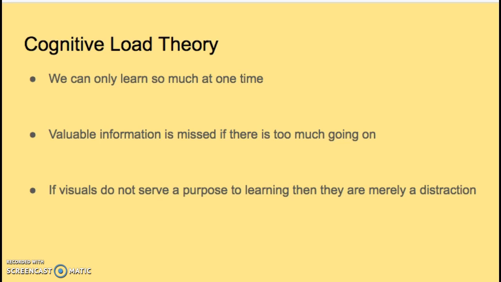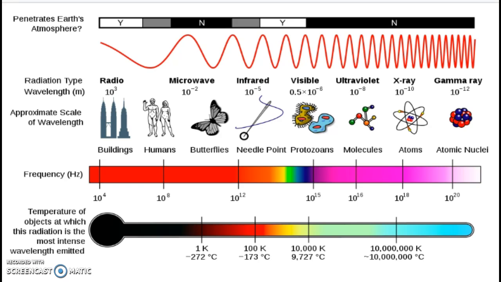So when we're creating things, if these visuals don't serve a purpose to what we're trying to learn, they're merely a distraction. This made me think of a lesson that I just taught with my students about the connection of wavelength and frequency involving the electromagnetic spectrum. When I was searching visuals and I saw this online as a teacher, I got very excited because it had all the connections that I wanted. However, I knew I couldn't show this to my students because of the overload that it produces.